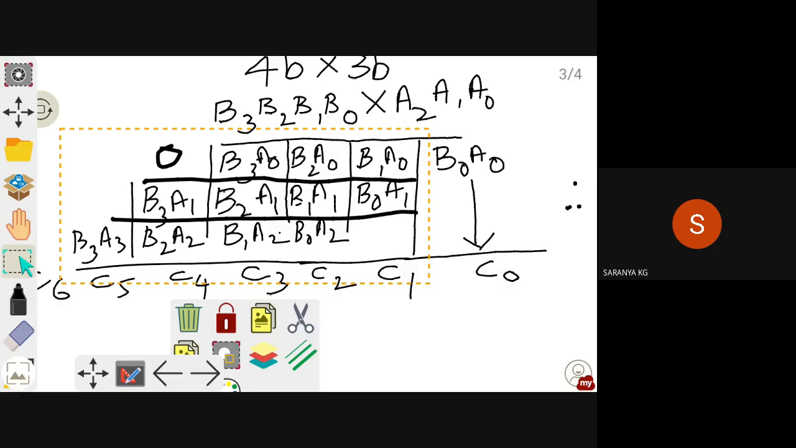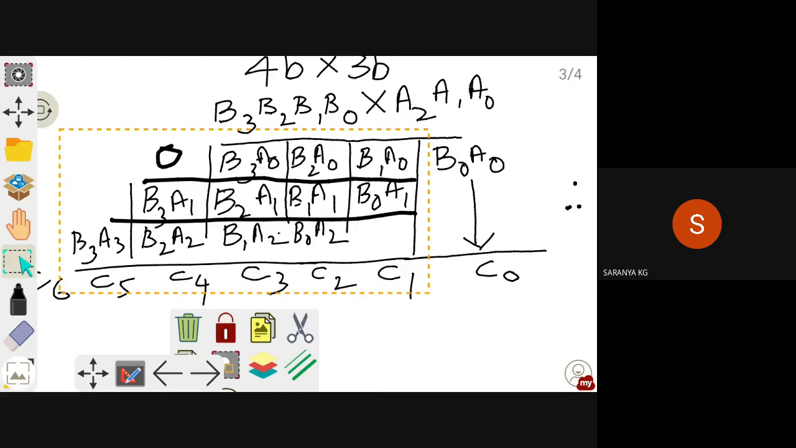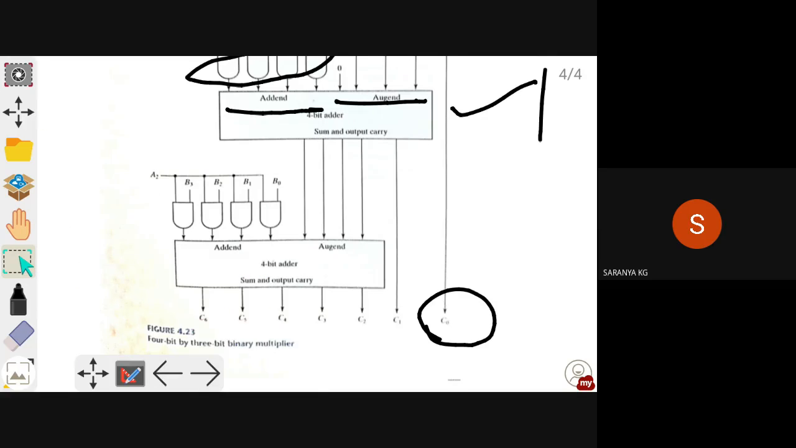So first sum, அந்த 4 bit adder ஓட அவுட்புட்டோட ஃபர்ஸ்ட் சம் you take it as a C1 and rest of the bits இருக்கு, இந்த rest of the bit will be added with the third row. இந்த third row ஓட ஆட் பண்ண போறீங்க. Is it clear? So your first bit is taken as C1.